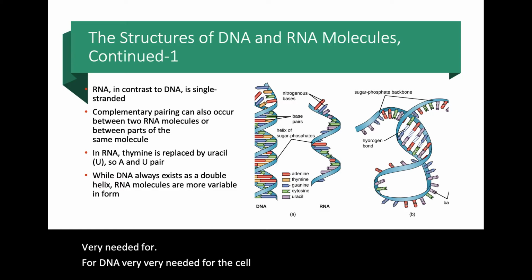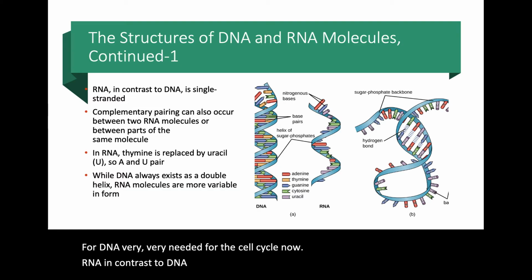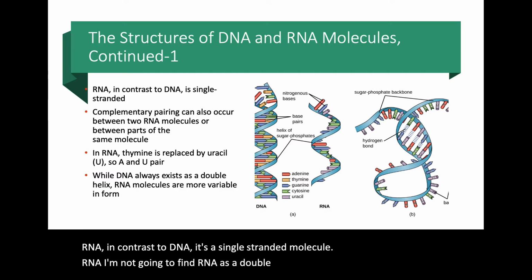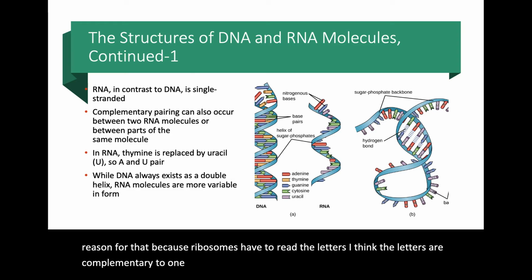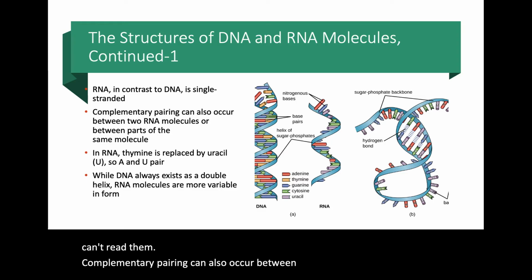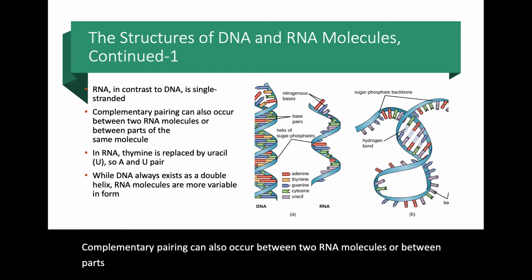Now, RNA, in contrast to DNA, is a single-stranded molecule. I'm not going to find RNA as a double-stranded molecule, and there's a reason for that. It's because ribosomes have to read the letters, and if the letters are complementary to one another, they are hidden away from the ribosomes, and I can't read them. Complementary pairing can also occur between two RNA molecules or between parts of the same molecule. Sometimes this happens as well.